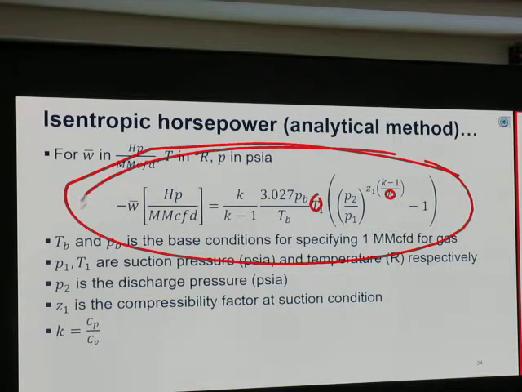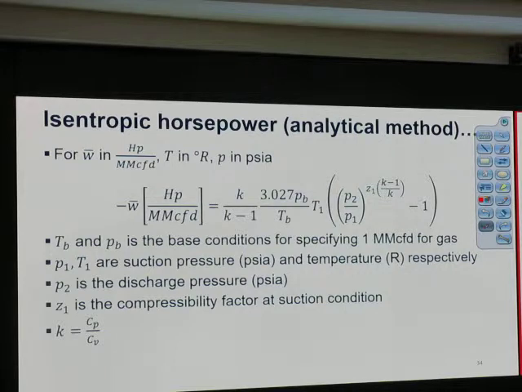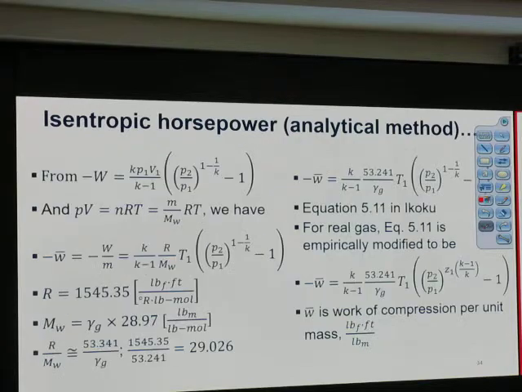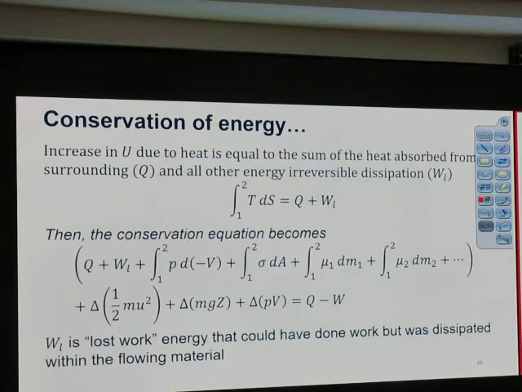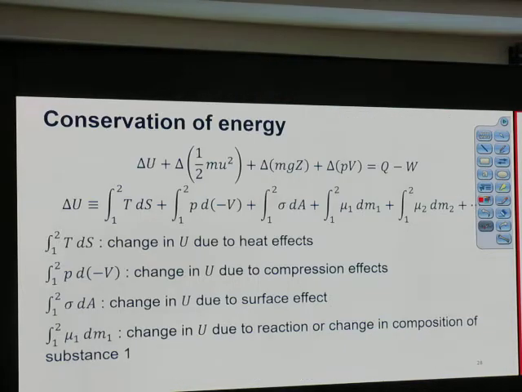So this will be more specific for your case. And within the shaft, I use eyeball, it may have some error. This will be a little bit more accurate, okay? To derive this isentropic horsepower or analytical method, we go through several hoops over here.